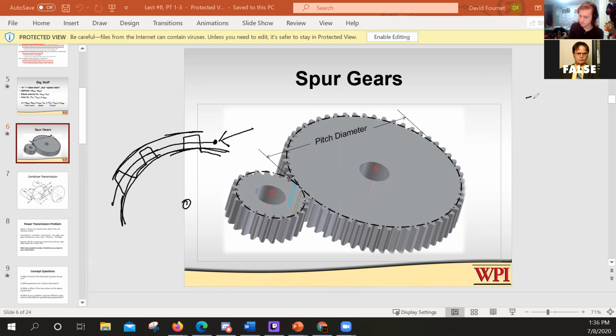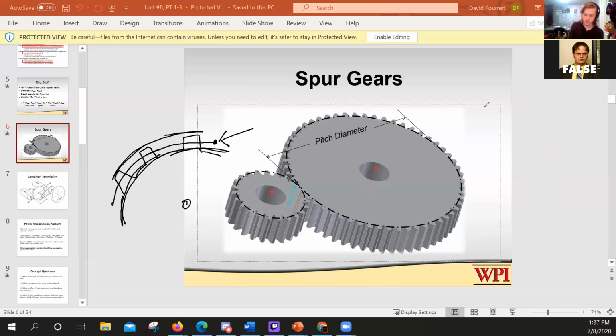So if we have a gear here and another gear that's meshing with it, it'll look something like this. And if we drew a circle through the pitch diameter of this gear and a circle through the pitch diameter of this gear, their pitch diameters would only meet at one point, right? So the pitch diameter is kind of the easy way of simplifying gears down into circles when you're doing gear ratios.